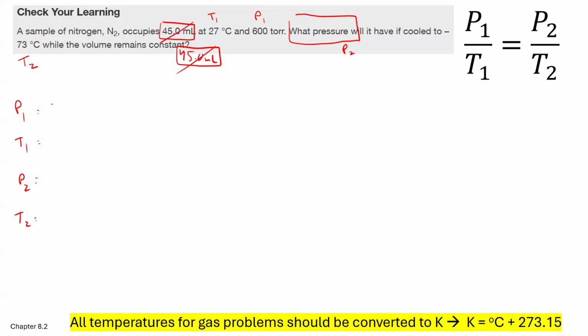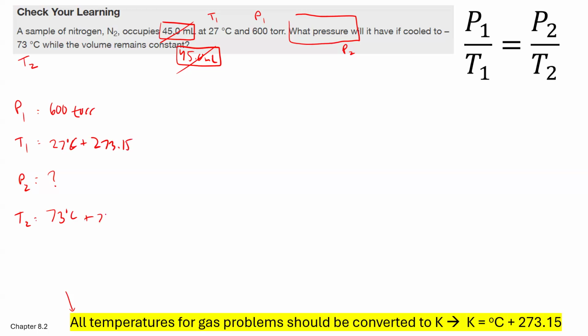Okay, P1 was 600 torr. T1 is 27 degrees C. P2 is what we're looking for. T2 is 73 degrees C. Look here, all temperatures for gas problems should be converted to Kelvin. So let's do that.